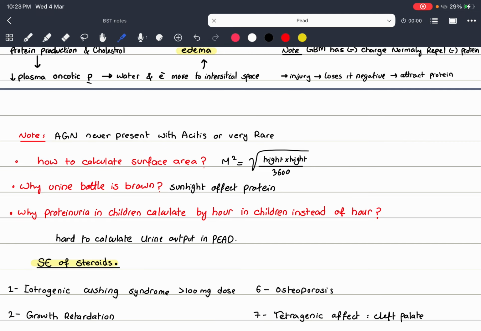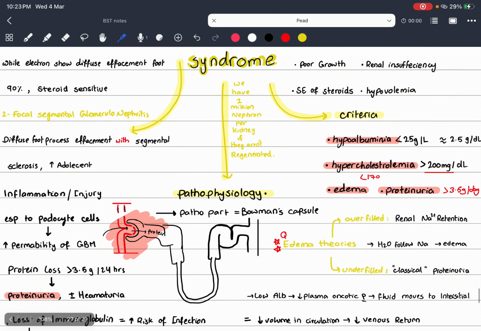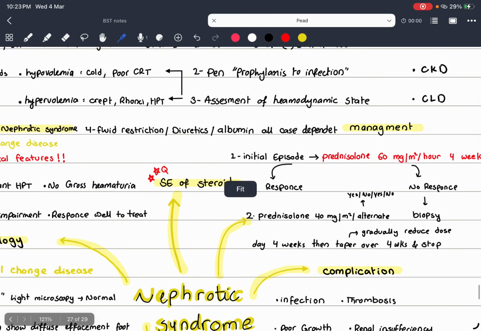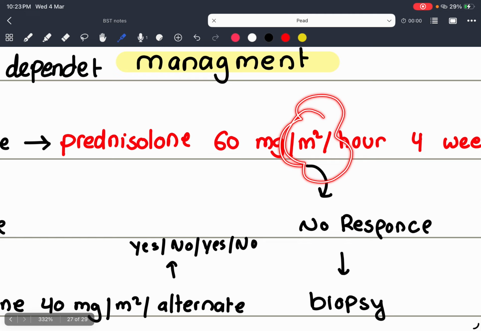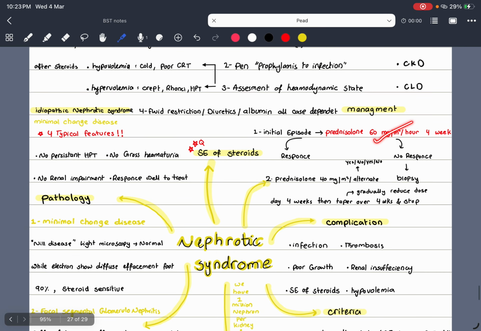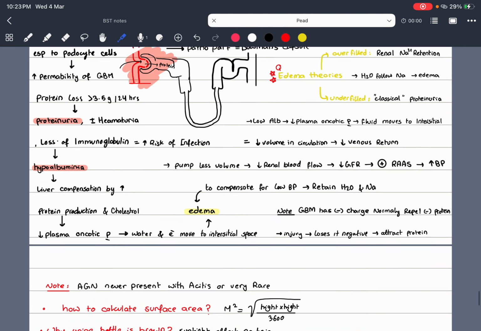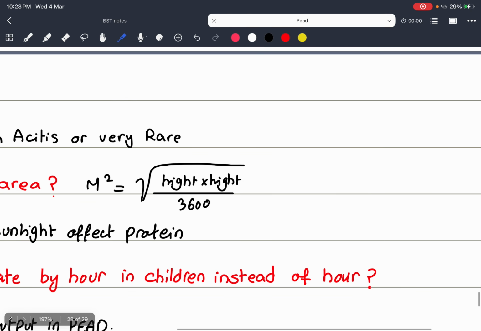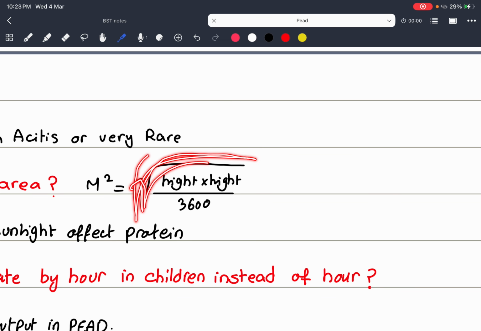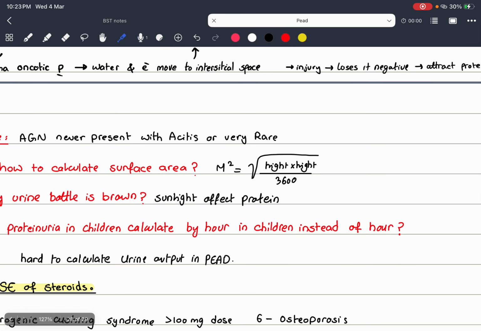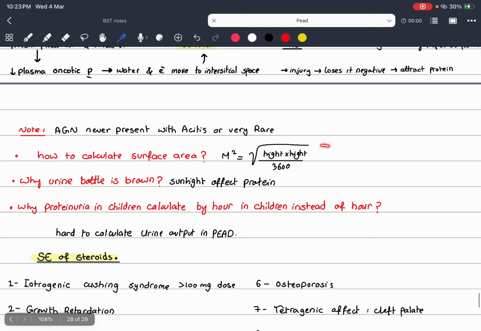And how do you calculate the surface area? We always measure in square meters. So it's milligram per meter square per hour. How do you calculate the surface area? It's height times weight, square root, and then over 3600. It's very easy. Just remember this, it's not physics.